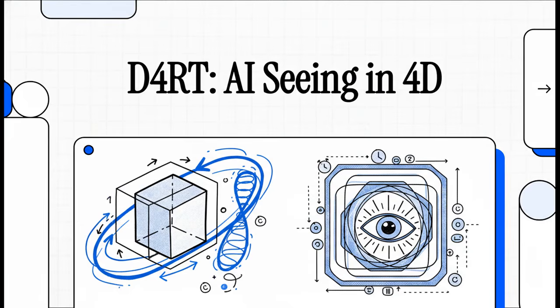Today, we are talking about something really cool from Google DeepMind. It's a new AI model called D4RT, and its goal is, well, it's a big one. It's designed to help machines see the world not just in 3D, but across time, the fourth dimension. And that, my friends, is a massive step towards an AI that understands reality a lot more like we do.